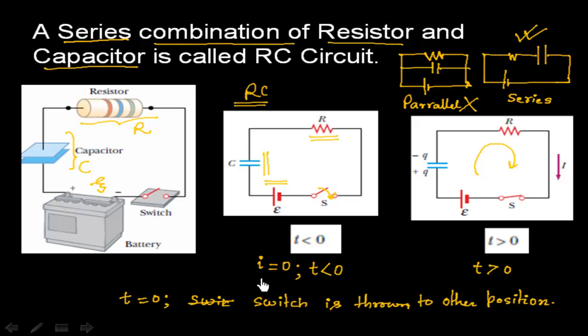So before t equals 0, there is no current in the circuit, and after t greater than 0, there will be a current in the circuit, that is I is also greater than 0. So we discussed different symbolic representations of an RC circuit. In this case, R and C both are connected in series.